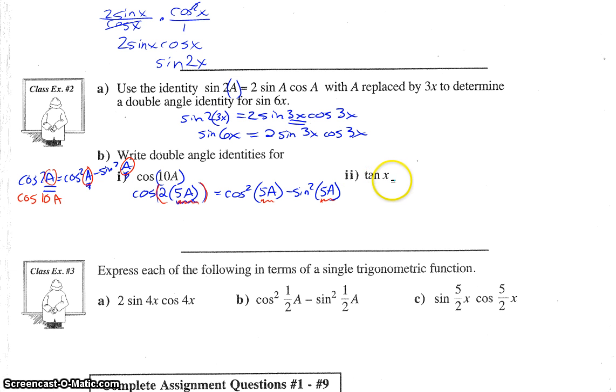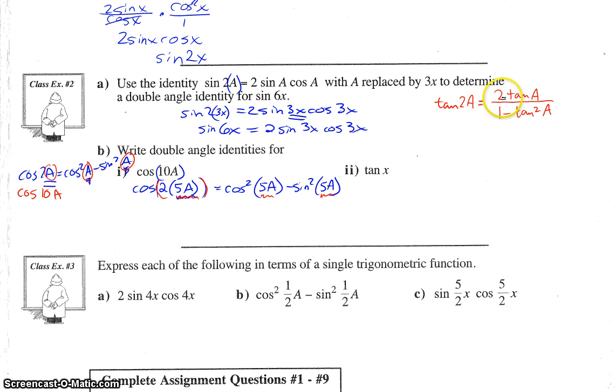Okay, let's look at tan x. Ooh, tan x. So what's our identity for tan 2x? Let's write that down. Tan 2a from your formula sheet is equal to 2 tan a over 1 minus tan squared a. So tan 2a, double the angle, is equal to 2 tan a, single angle, over 1 minus tan squared a on the bottom. Okay, so let's compare this. This is our tan 2a. So instead of 2a, we've got x, right?